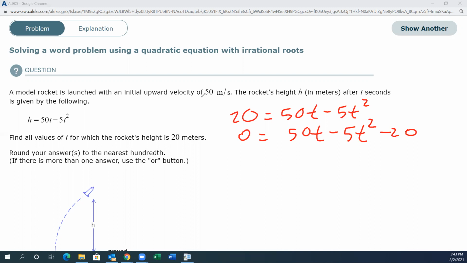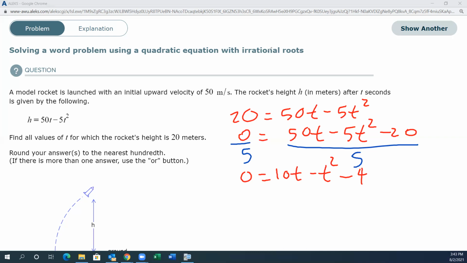Okay, so now we'll do, again, you usually get a decimal answer, so that means factoring is not likely to work. But you know what I could do to make things just a little easier? I am going to divide both sides by 5 because I see that 5 divides into both sides. So we'll get 0 equals 10t minus t squared minus 4. Now the numbers are smaller. I didn't have to do that, but it's kind of nice.